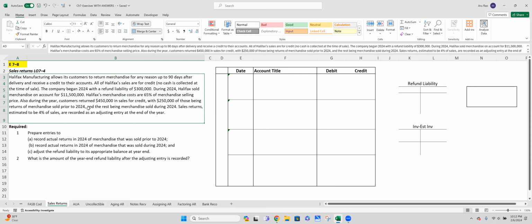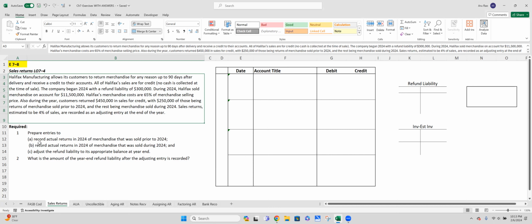During 2024, they sold merchandise accounting for $11.5 million. Their cost of goods sold is 65% of the sales. Also during the year, customers returned a total of $450,000 of sales for credit. 250 of those are from the prior year, and the remaining, that's 450 minus 250 is 200, is from the current year's sales. Sales return is estimated to be 4% of sales and recorded as an adjusting entry at the end of the year. So lots of information to unpack.